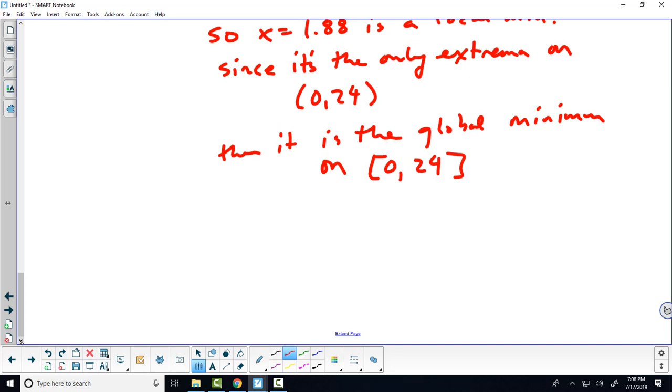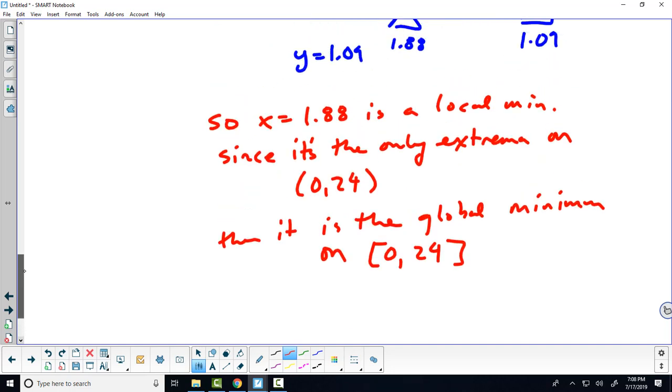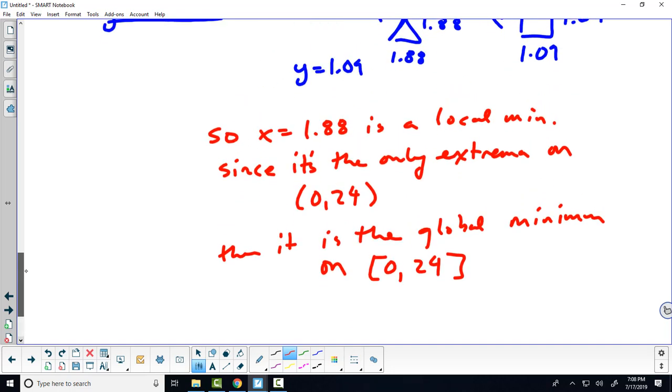How do I know it's the only local extrema? Because I only got what? One critical number on that interval. Okay? So that theorem is a huge time saver. The upshot is, I really hope you get some time to get to know that theorem.